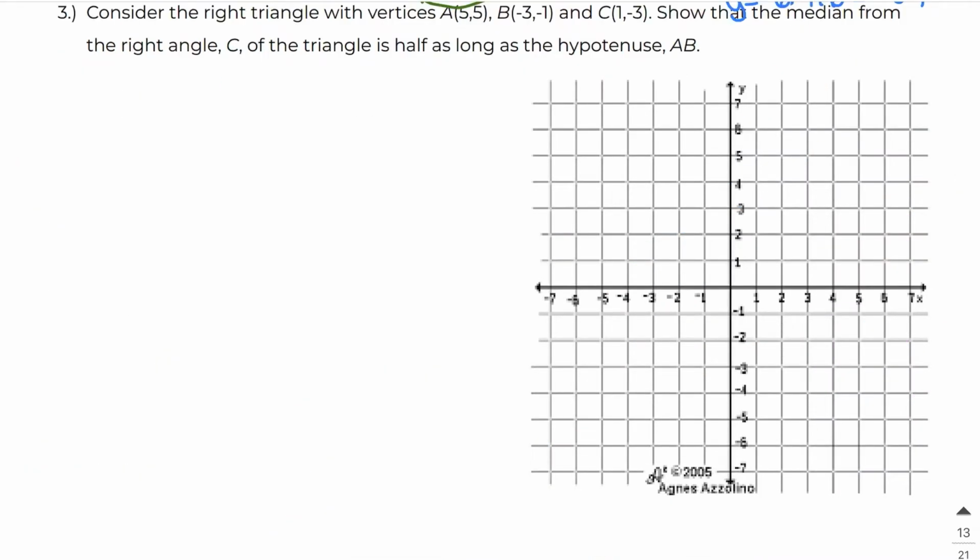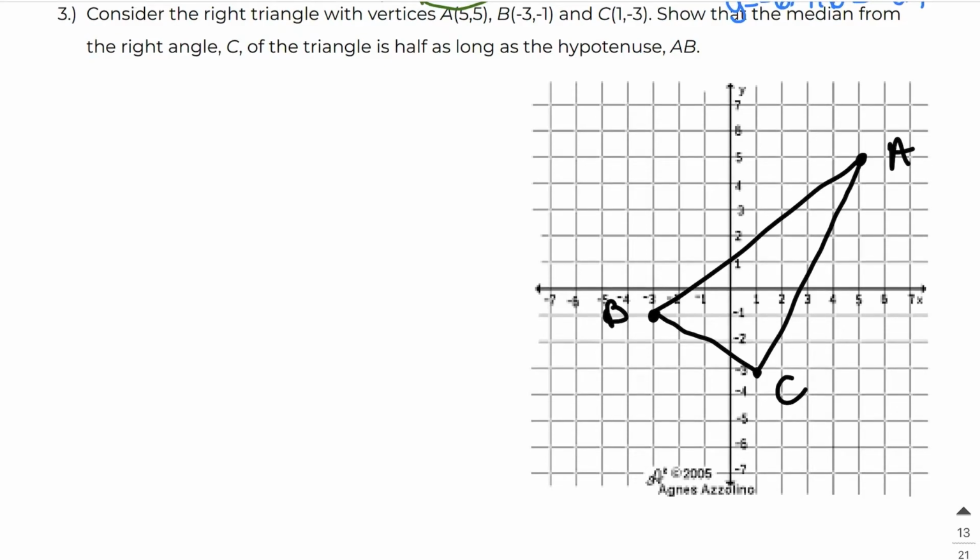All right, our last question says to consider the right triangle with vertices A, 5, 5, B, -3, -1, and C, 1, -3. So this is A, this is B, this is C. It tells us that this is a right triangle. So we know that this right here is a right triangle, and we want to show that the median from the right angle C of the triangle is half as long as hypotenuse AB.